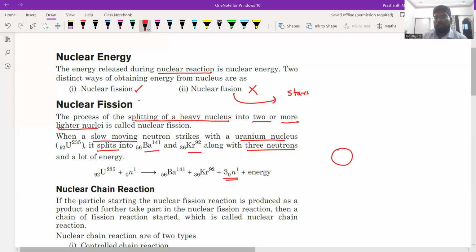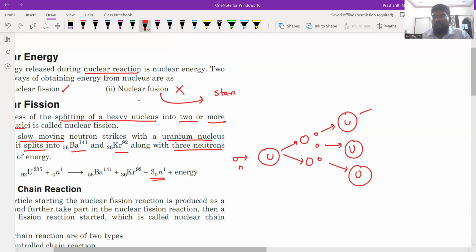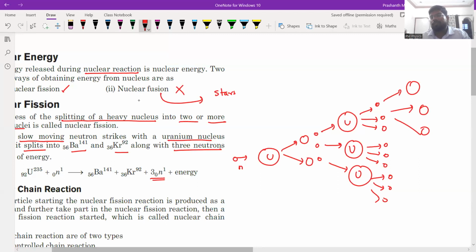What do you think will happen if one neutron strikes this uranium? It will give two daughter nuclei, and along with that, three neutrons will come. If these three neutrons hit three uranium atoms, then what is going to happen? Each uranium will again give rise to three neutrons. Now these again will hit uranium, and then what is going to happen again? Can we keep on continuing this reaction? If we keep going, then what happens? The chain reaction. This is what we call a chain reaction.